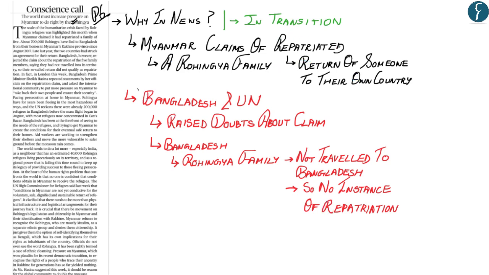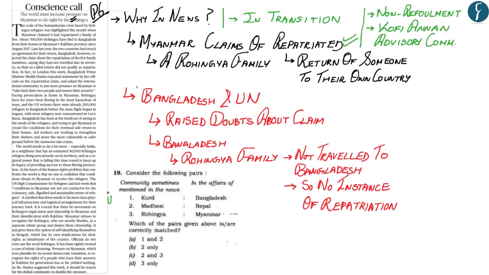What was necessary to understand from this article is what repatriation is, for a basic conceptual understanding, and it should be seen in context to other terms such as non-refoulement and the Kofi Annan Advisory Commission, which are regularly used in the context of the Rohingya crisis. A question with regards to the Rohingya has already been asked in the UPSC examination, in the prelims of 2016, with regards to the location of the Rohingya community.